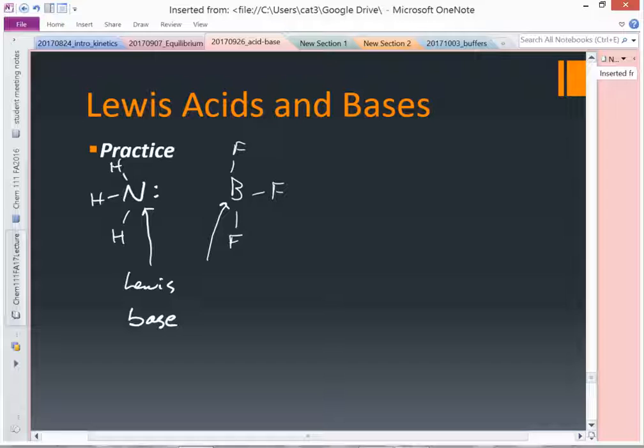Boron. Lone pair or no? No. No lone pair. So, Lewis acid. Why is it the case if boron's valence shell is already full? If it's neutral. Yeah.